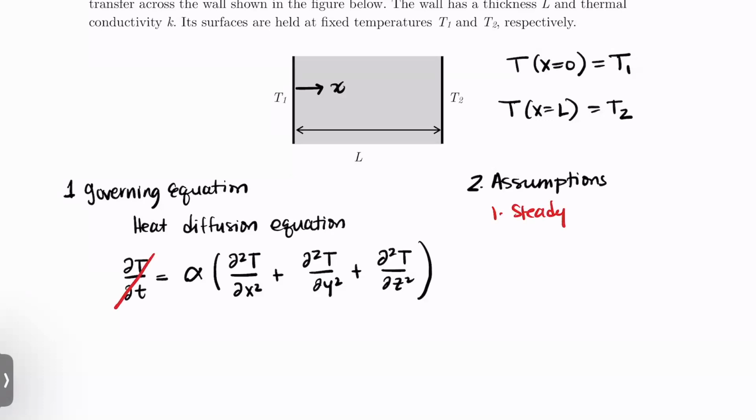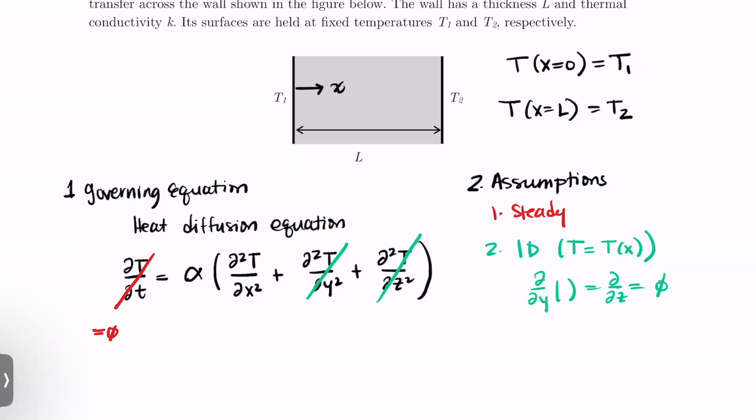If it's steady, then dt is equal to 0, right? And then we also were told that it is 1D. So T is only a function of x. My choice of using x as the variable for the 1D is completely arbitrary. If you want to just say that that was y or z, it doesn't matter, okay? So that means that derivatives with respect to y and derivatives with respect to z are 0. So we can get rid of these two.